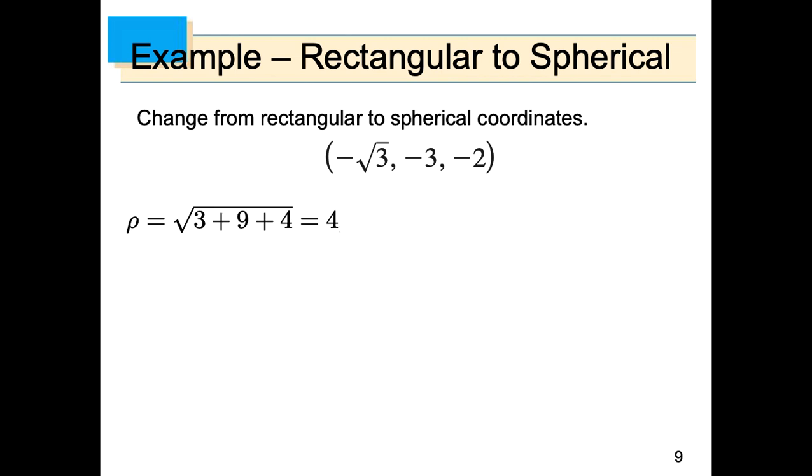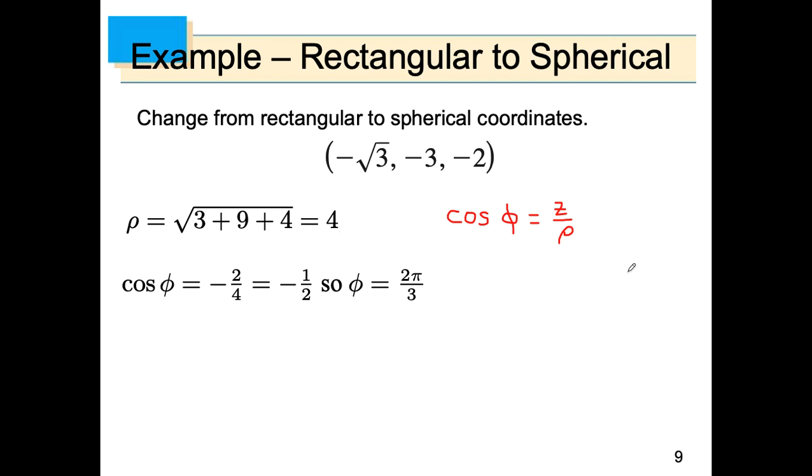However, phi has a little bit of a twist to it. Not much, but a little bit. So in this particular case, don't forget that phi has the relationship that cosine of phi is equal to z over rho. So obviously that relationship is going to give us negative 2 over 4, which reduces to negative 1/2. And that's going to give us phi is equal to 2 pi over 3.